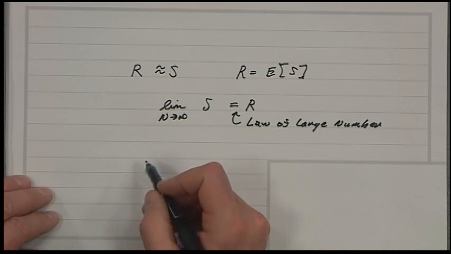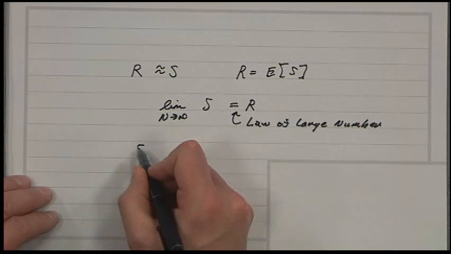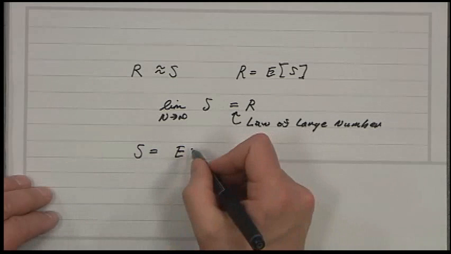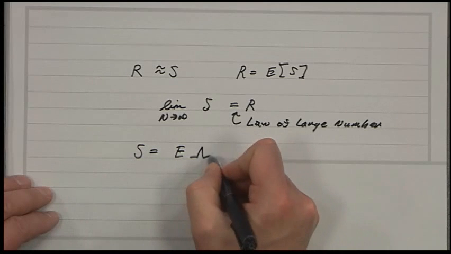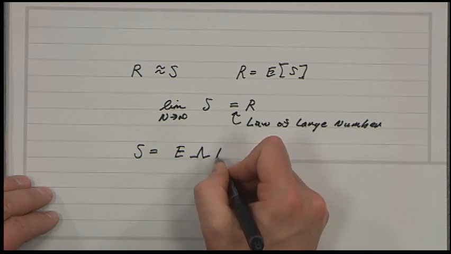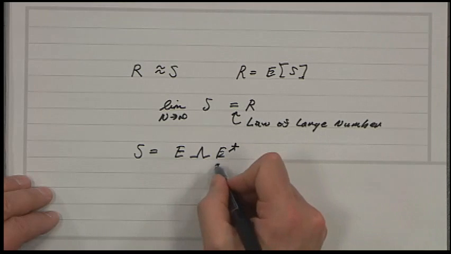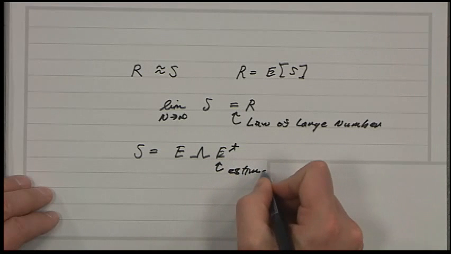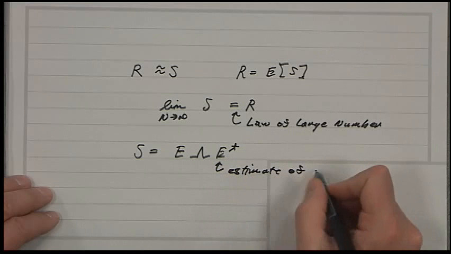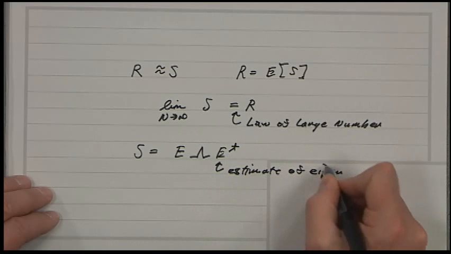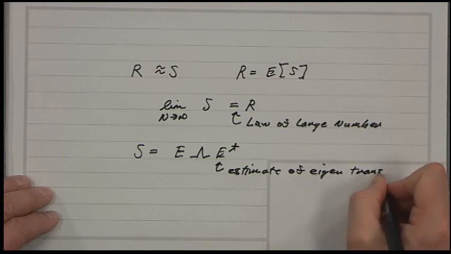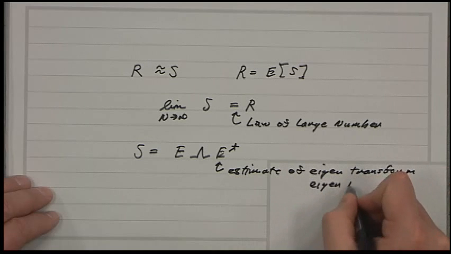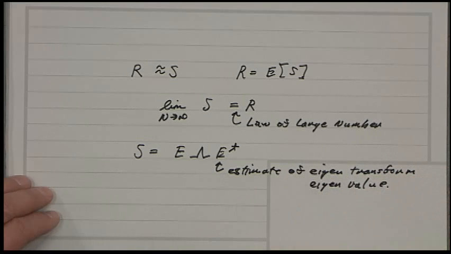What we might want to do is compute the eigen decomposition of S. So we get S equals E lambda E transpose. And this should be an estimate of the eigenvalues, right?